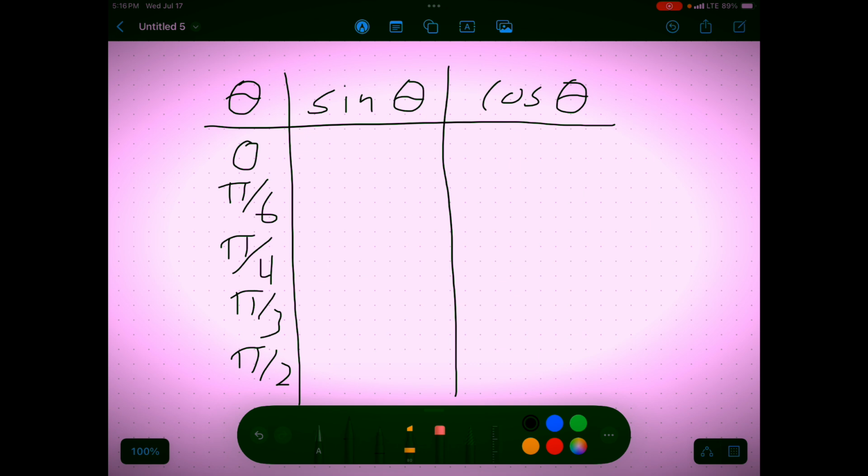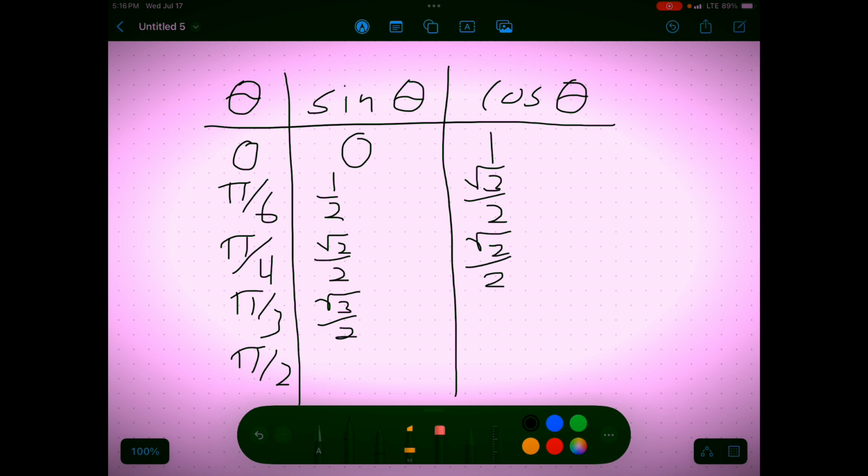So, sine of 0 is 0. Cosine of 0 is 1. Sine of pi over 6 is 1/2. Cosine of pi over 6 is radical 3 over 2. Sine and cosine for pi over 4 is radical 2 over 2. Sine of pi over 3 is radical 3 over 2, and cosine is 1 over 2. And finally, sine of pi over 2 is 1, and cosine of pi over 2 is 0.